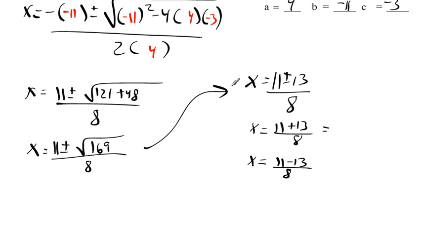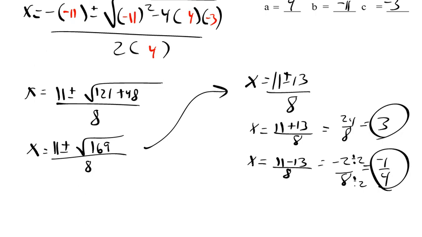Okay, so let's simplify this. 11 plus 13 gives us 24. Then we divide that by 8 and get 3. And 11 minus 13 is negative 2, all over 8. If I want to simplify this, I can divide both the top and the bottom by 2. So I get negative 1/4. So those are my two answers right there, 3 and negative 1/4. We derived that by using the quadratic formula, and these represent the x-intercepts or the solutions of our quadratic.